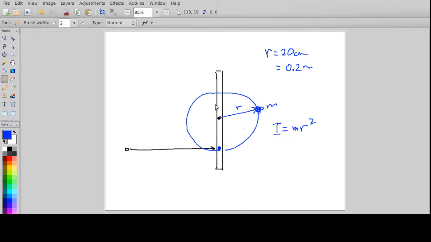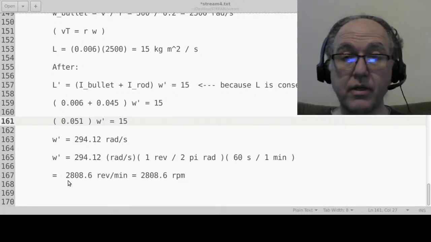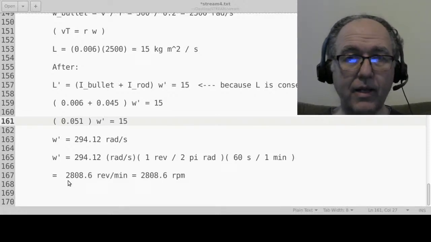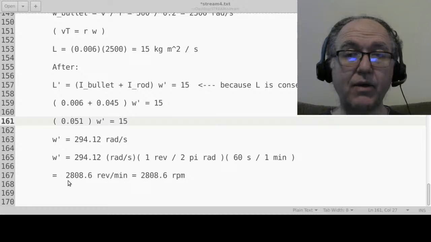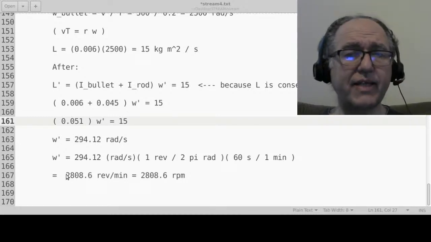And I asked the question, how fast is it spinning after the collision, after the bullet hits it and gets embedded? And the answer is it's spinning about 2,800 RPM. Okay, and there you go. That answers that question.